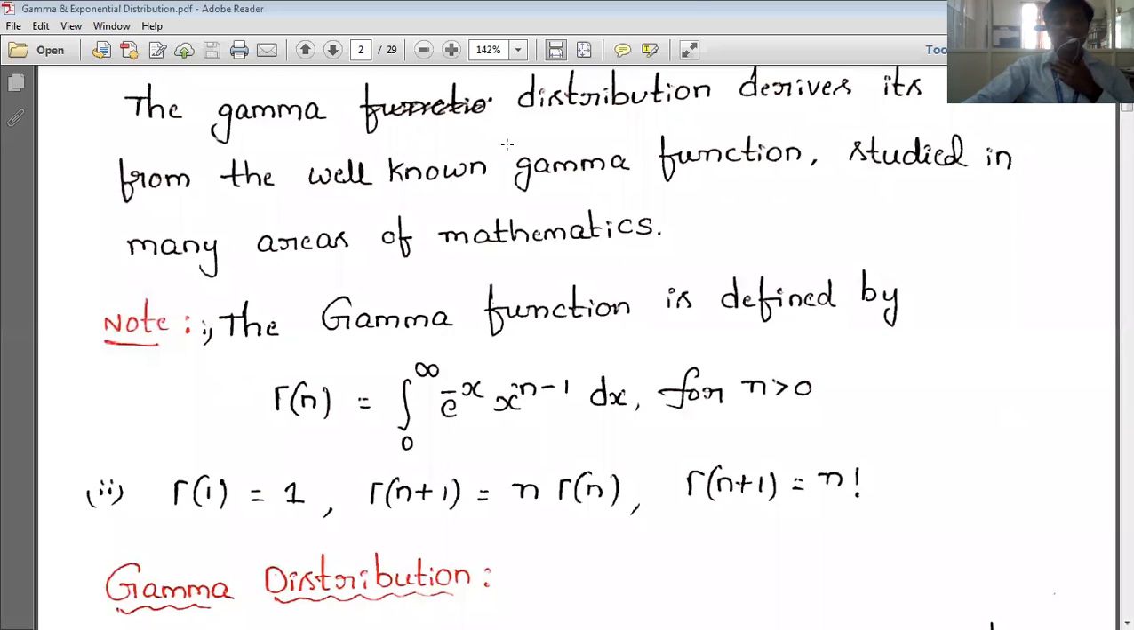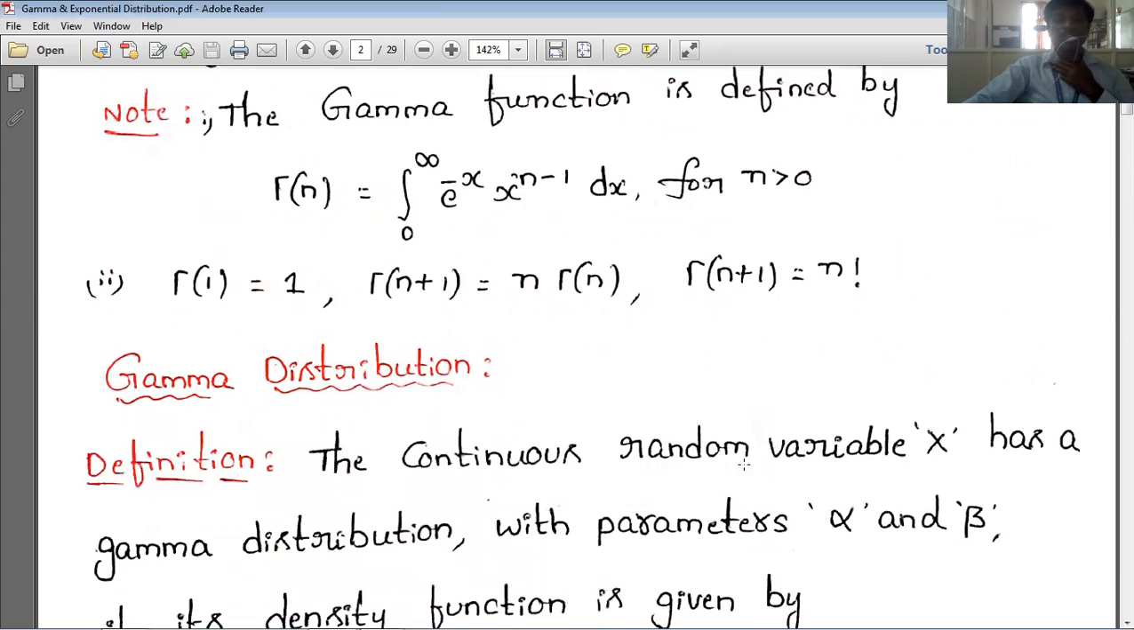So gamma n is equal to the integral of e power minus x, x power n minus 1 dx, and gamma 1 is equal to 1. Gamma n plus 1 is equal to n into gamma n, and gamma n plus 1 is equal to n factorial. Now we are going to see the definitions of gamma distributions and exponential distributions. After that, we'll calculate the statistical parameters of the gamma and exponential distributions, nothing but mean, variance, and standard deviation. We'll see the proof of those things.